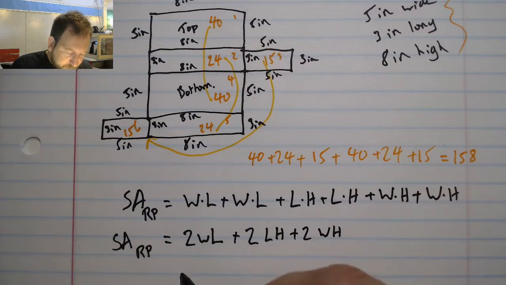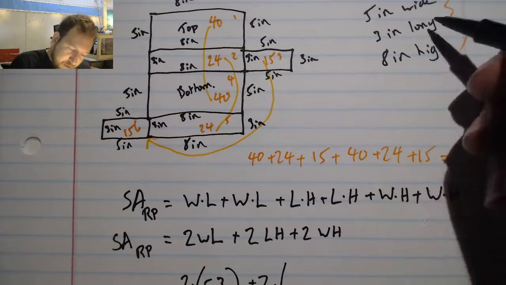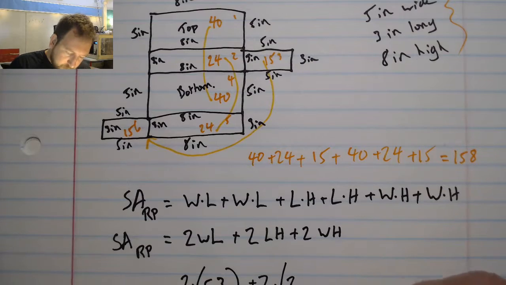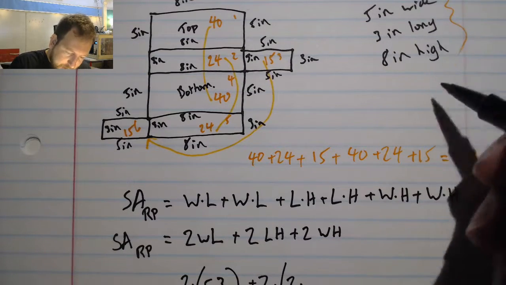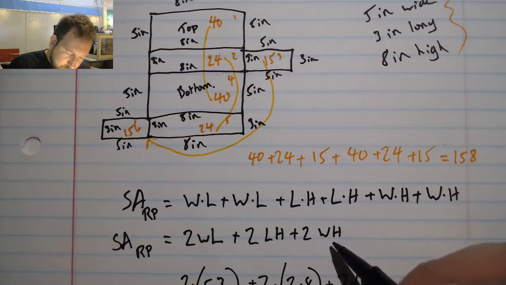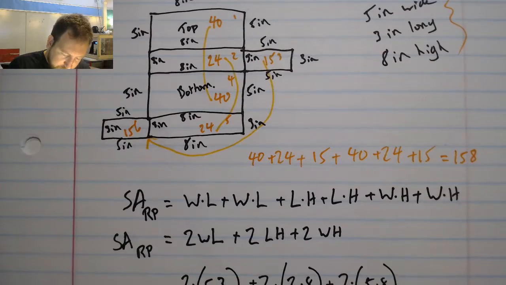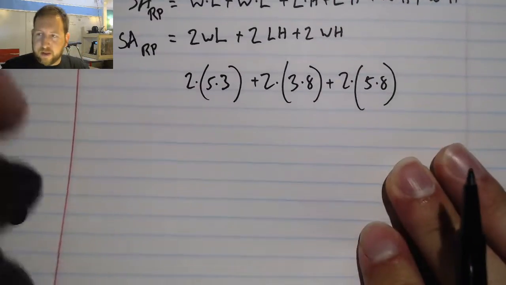Okay, in this case, I'm going to substitute in what I know. 2 times width times length, plus 2 times length times height, plus 2 times width times height. 5 times 8. Okay, let's simplify that down.